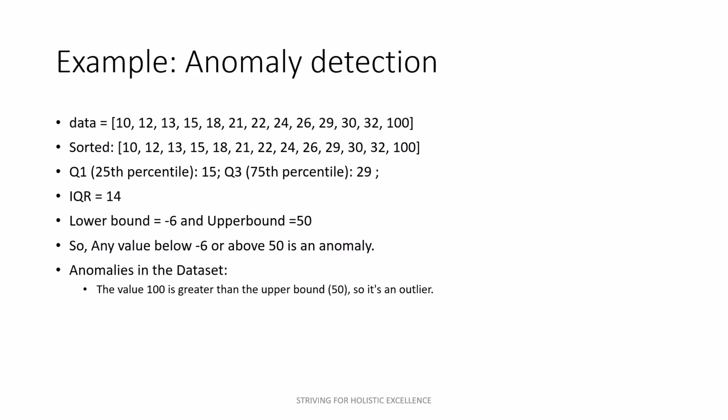So any value that goes below minus 6 or above 50 is considered an anomaly. In the given data, do we have any value that is less than minus 6? No, so there is no anomaly on the left-hand side. What about the right-hand side? Do we have any values that are greater than 50? Yes, we have 100. So 100 is the outlier. In fact, we can say that 100 is the only outlier in the given data. Okay, so this is how we find anomalies by using box plots. Thank you.